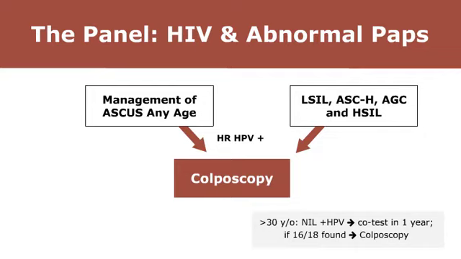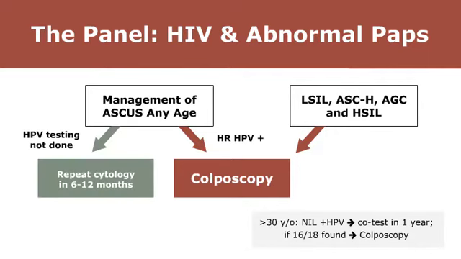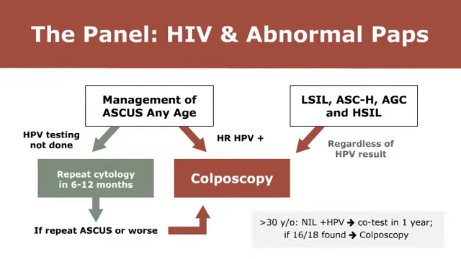When HPV testing is not done or is unavailable, then the recommendation is to repeat the cytology at 6 to 12 months. If the result of that repeat Pap is ASC-US or greater, the panel advises proceeding to colposcopy. All women living with HIV who have LSIL or higher should proceed to colposcopy regardless of HPV results.